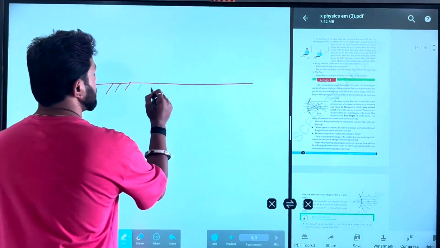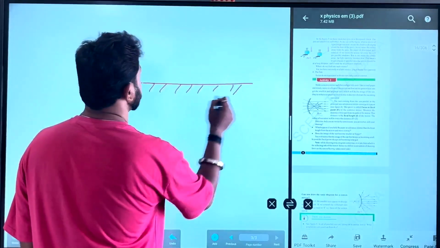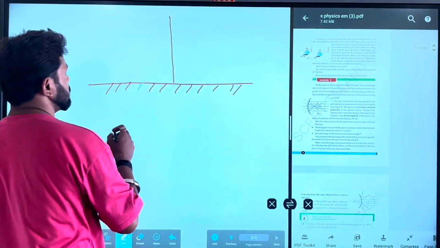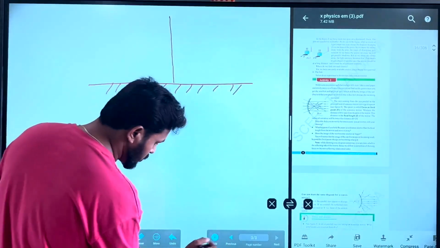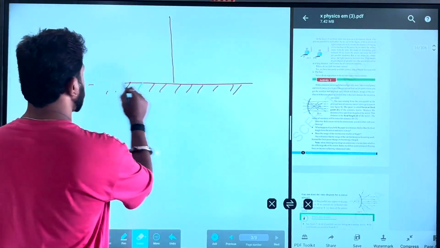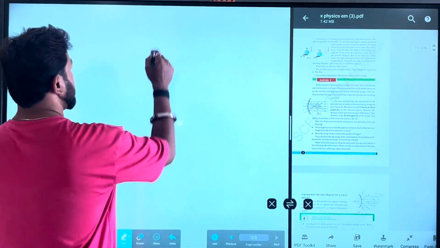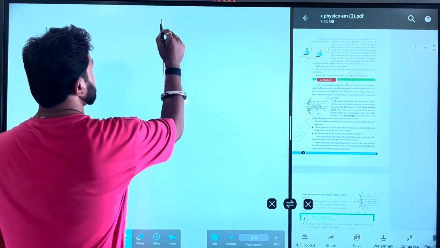This is a plane mirror. Let me draw it in a different way. Now this is a mirror.